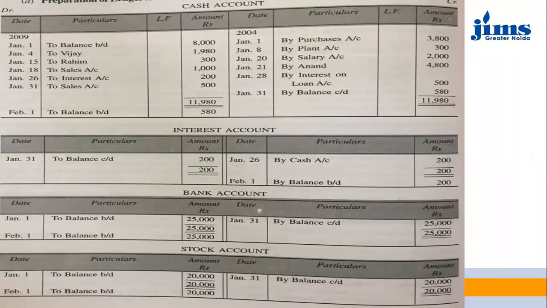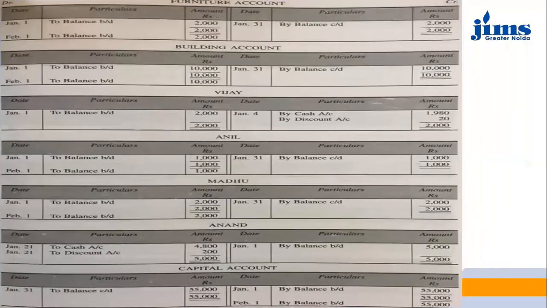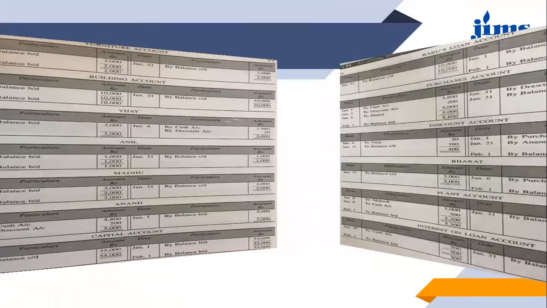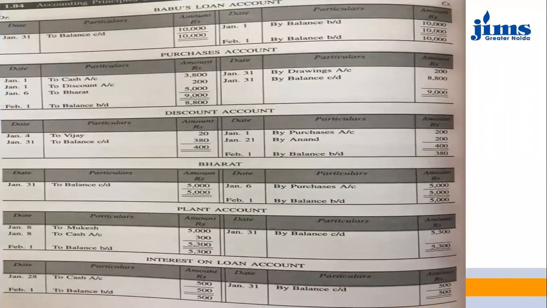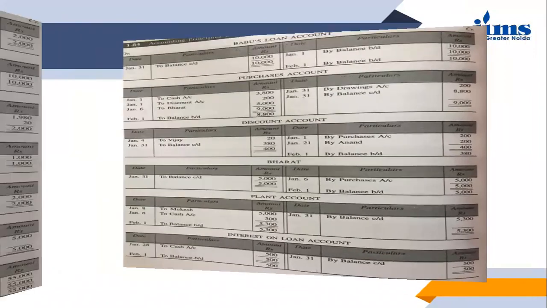For 21st January, see, cash account is getting credited. So 21st January, cash account is getting credited under the name of Anand, being paid 4800 rupees. And then we'll go to the discount account. As you can see here, the discount account on the 21st January by Anand, 200 rupees. Done.